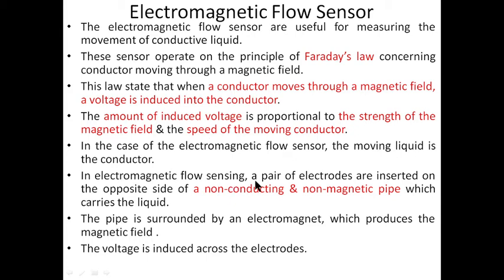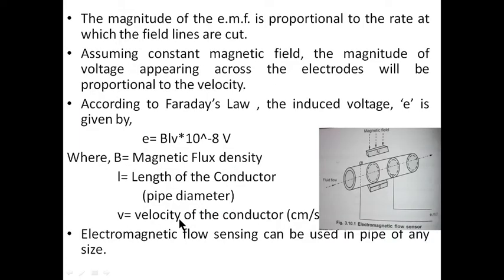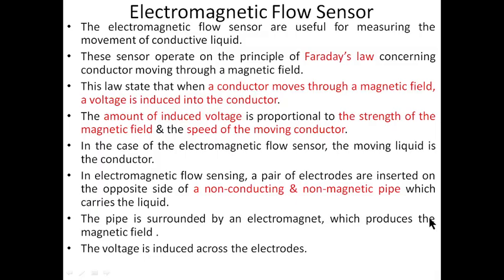So here, in the case of an electromagnetic flow sensor, the moving liquid is the conductor. In electromagnetic flow sensing, a pair of electrodes are inserted on opposite sides of a non-conducting and non-magnetic pipe which carries the liquid. Here you can see we have these two conductors, and by knowing the EMF, E, which is created between them, we can calculate the velocity of the fluid. The pipe is surrounded by an electromagnet which produces the magnetic field. The voltage is induced across the electrodes.